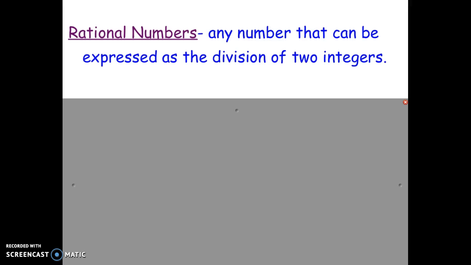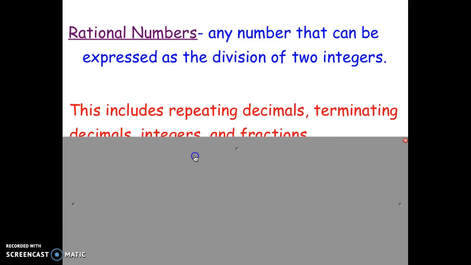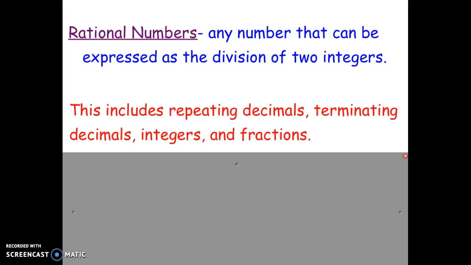Perfect squares are an example of a rational number. A rational number is any number that can be expressed as the division of two integers. These numbers include numbers that have repeating decimals, terminating decimals or decimals that stop, integers, which are your positive and negative whole numbers, and fractions.